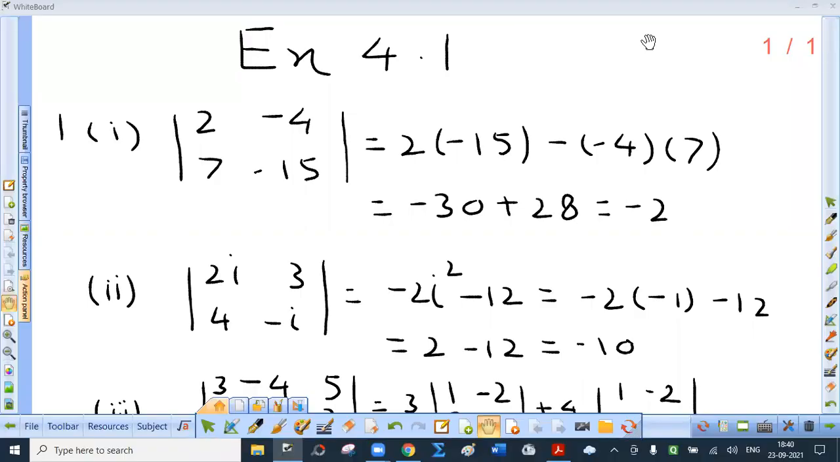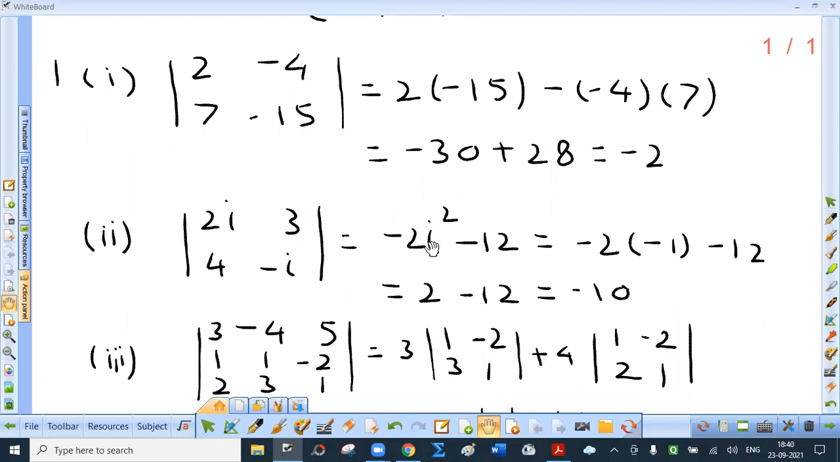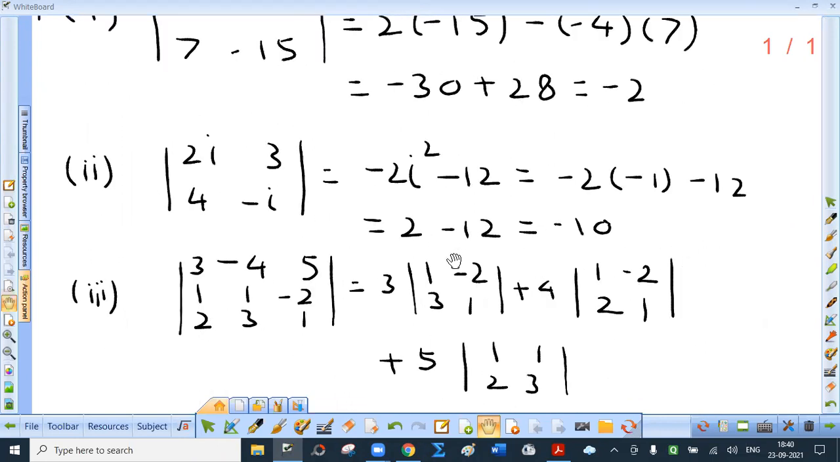Exercise 4.1, find the values of the following determinants. So 2 into minus 15, that is minus 30. From that, minus 28 is to be deducted. So plus 28, so minus 2. Second, minus 2i square minus 12. But i square is minus 1 because i is root of minus 1. So finally, it is minus 10.